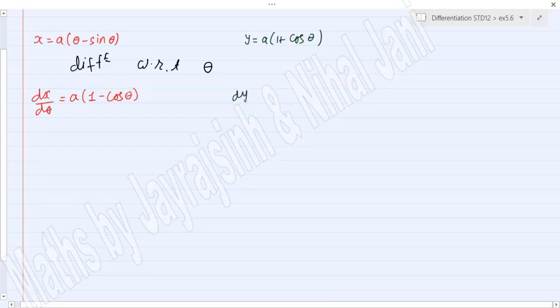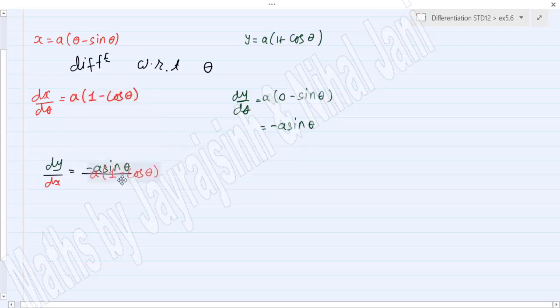And from equation of y we will get dy by d theta is equal to a as it is, differentiation of 1 is 0, and differentiation of cos theta is minus sin theta. So we will get minus a sin theta. So we are ready to get dy by dx. Your dy by d theta have to put in numerator upon your dx by d theta will move in denominator. So a will cancel out. We will get minus sin theta upon 1 plus cos theta.